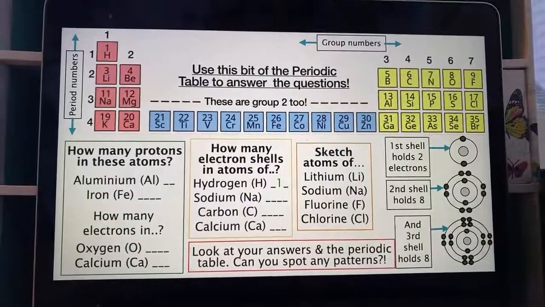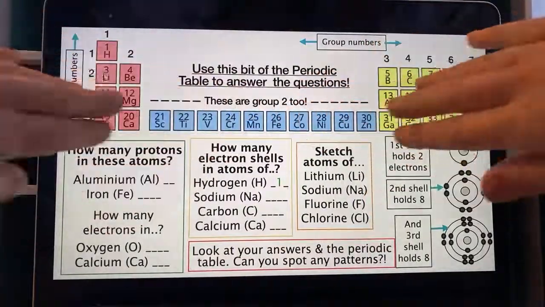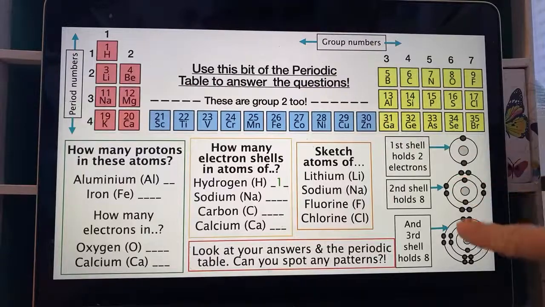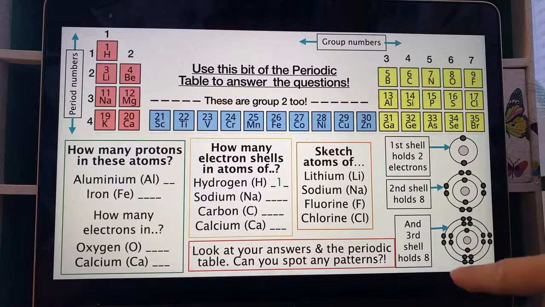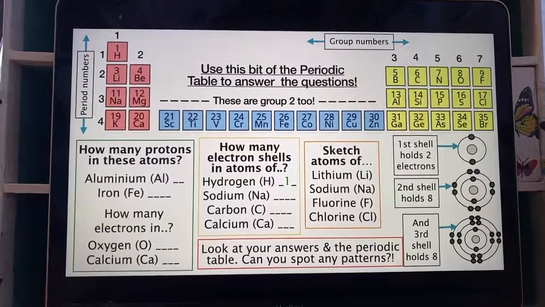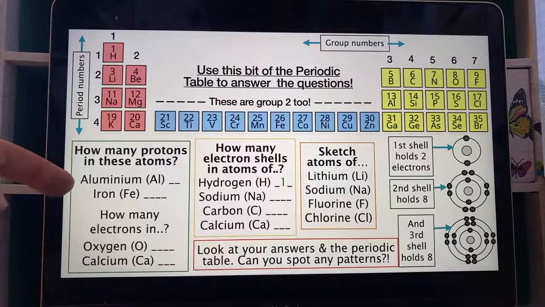So, I've only given you a little bit of the periodic table. That's the only bit we'll deal with. And I've given you the diagrams to remind you of how many electrons go in each shell. So the first shell holds 2 electrons. The second shell holds 8. You draw them in these little pairs. And the third shell also holds 8. All right? So your first questions are, how many protons are in these atoms? Aluminium and iron. How many protons do aluminium and iron have in them?